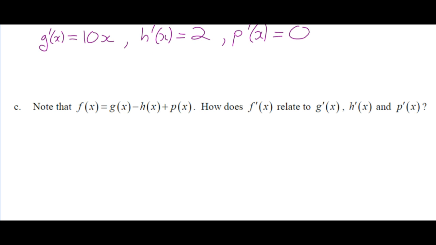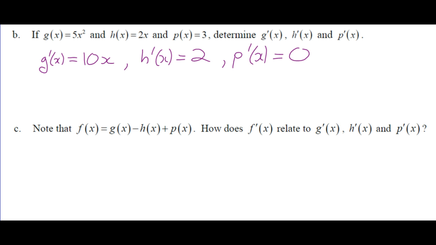Now, what would happen if f of x was g of x minus h of x plus p of x? How does f prime of x relate to g prime of x, h prime of x, and p prime of x? It's the same as the sum and difference of all the primes. Exactly. So f prime of x is going to be g prime of x, 10x, minus 2 plus 0. And we got 10x minus 2.